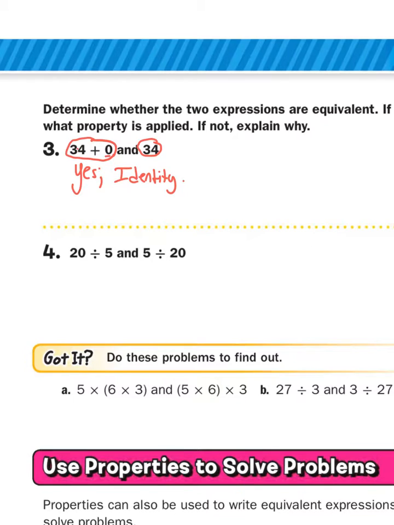Now, in number 4, let's check it out. So we have 20 divided by 5 and 5 divided by 20. Well, at first glance, it looks like, yeah, it's the commutative property. Remember we said we could switch the order of the numbers? But the answer would be no. And the reason is it's division. So we would say the commutative property does not work for division.